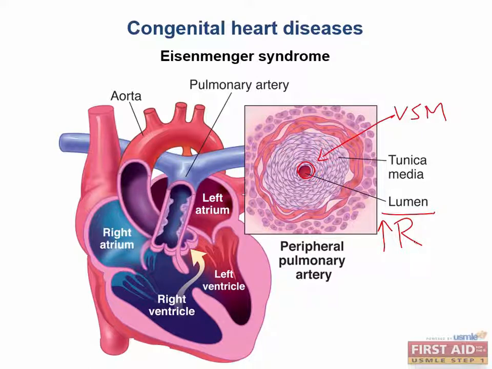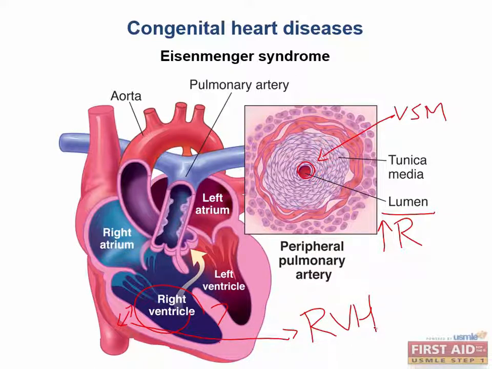How does this affect the right ventricle? It's going to now have to work very hard to contract against these elevated pressures and increased resistance. How is it going to do that? Well, it's going to compensate by increasing the wall thickness. So we're going to have right ventricular hypertrophy. So why does this shunt reverse?